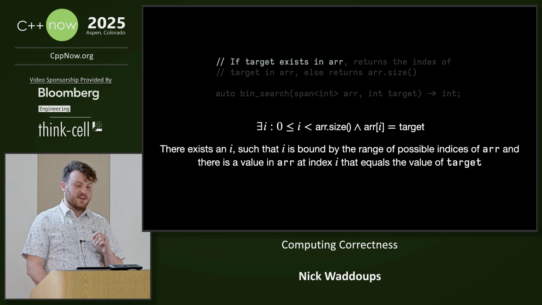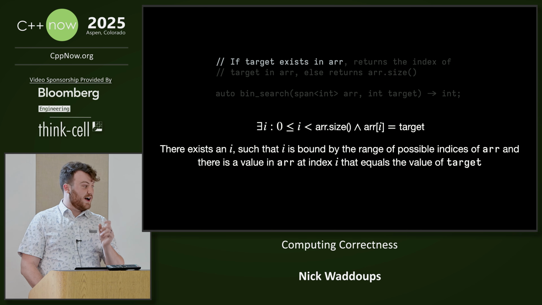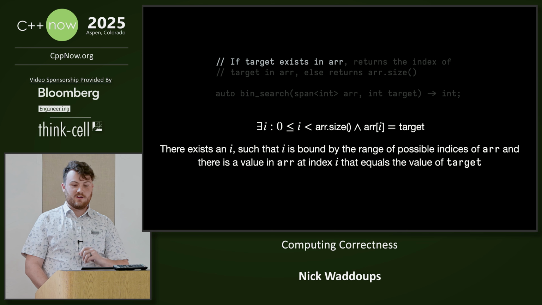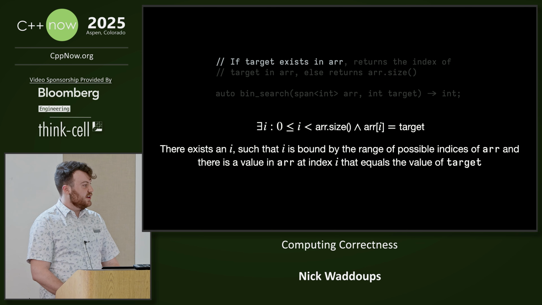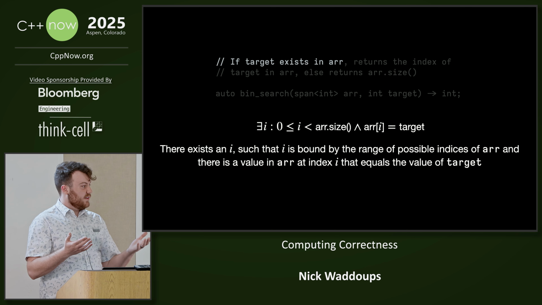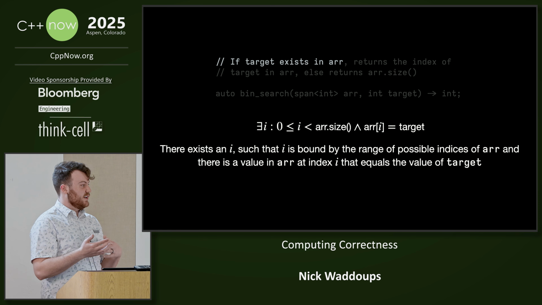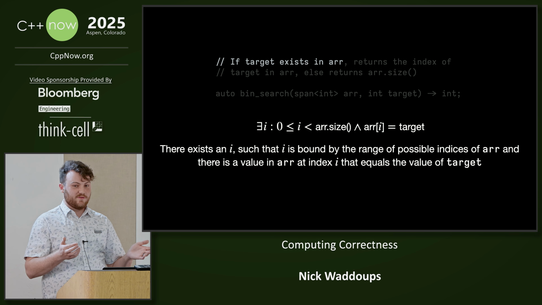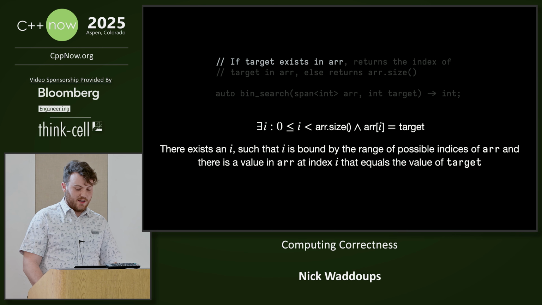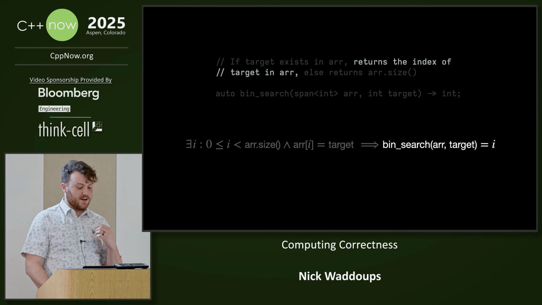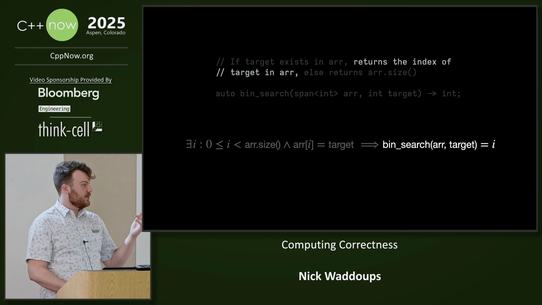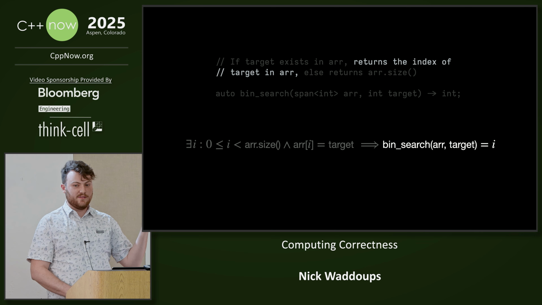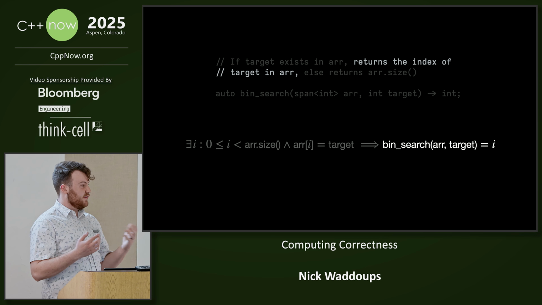We also want to check that at that index i, array of i equals target. So what this is saying is, does there exist an i such that in our array, that index is equal to our target value. And now we need to add the return. We're saying that it returns the index of that target in the array if it exists.